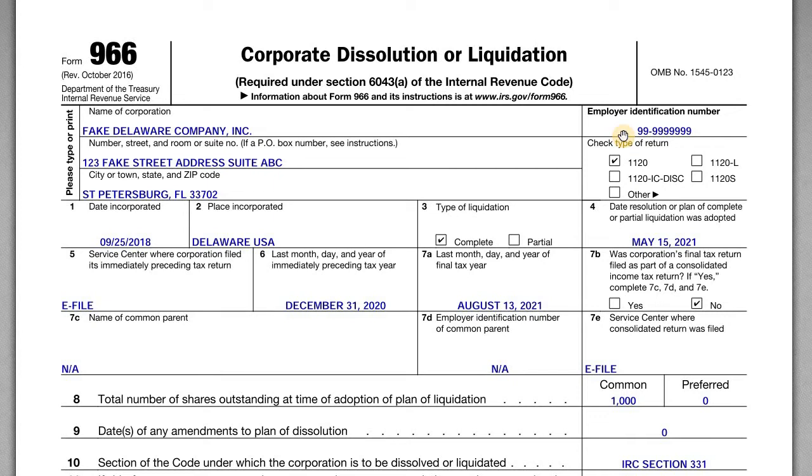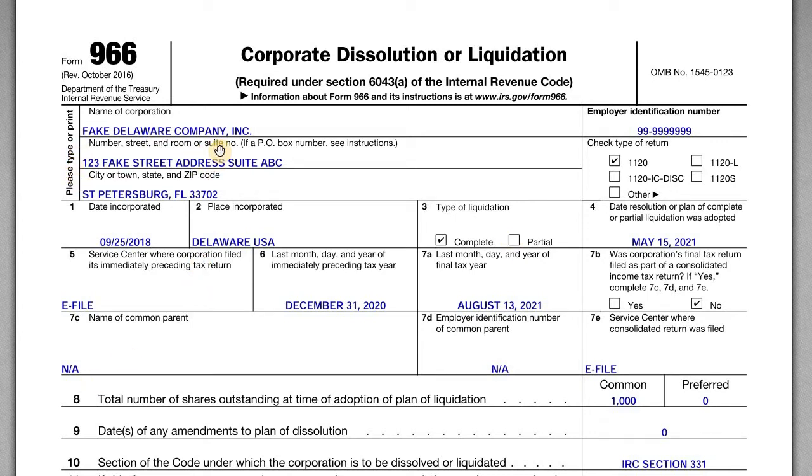This is the form for corporate dissolutions or liquidations. So if you have a U.S. corporation, let's say a regular for-profit corporation formed under state law, or an LLC that filed an election to be taxed as a C Corp, if you close down that entity, you will need to file this Form 966 within 30 days after you adopt a plan or a resolution to close down the company. So I want to run through the form, the various elements, and the things you need to include with it just to make sure you're doing this as correctly as possible.